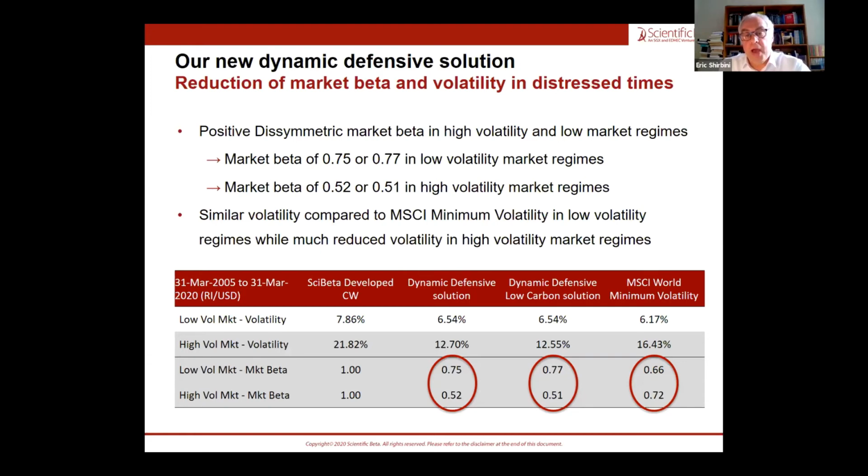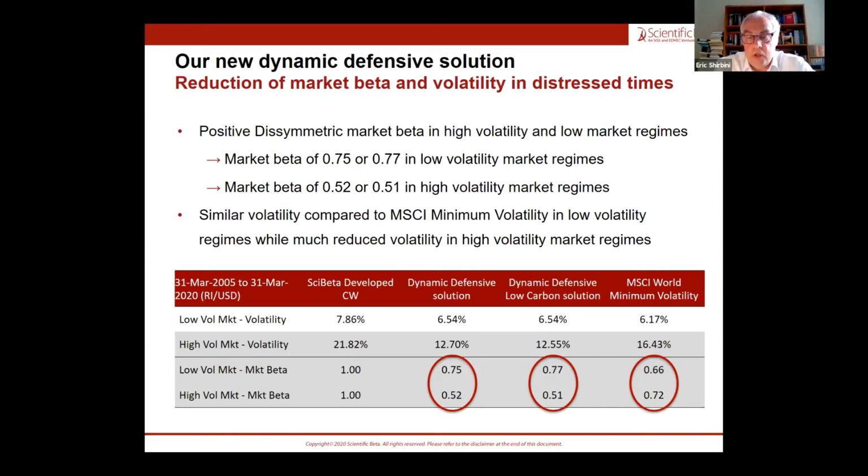Now, introducing this maximum volatility control, you can see that the market beta of the strategy in high volatility regimes is significantly reduced and ends up actually being lower than the market beta in a low vol regime. So you're really taking money off the table, off the market, at a time when market volatility is very high during stress conditions.